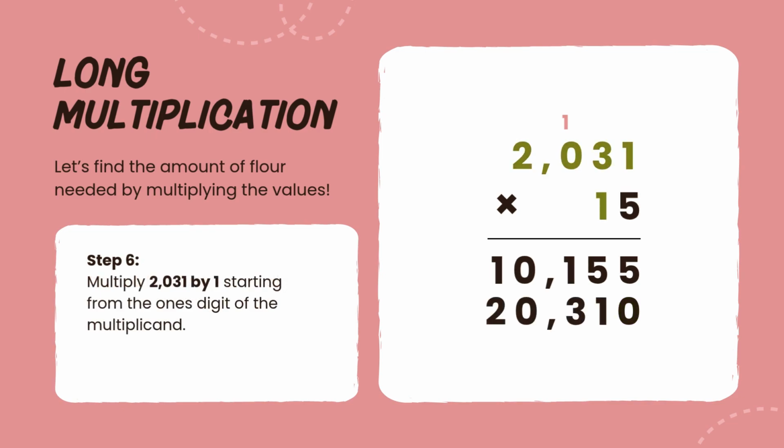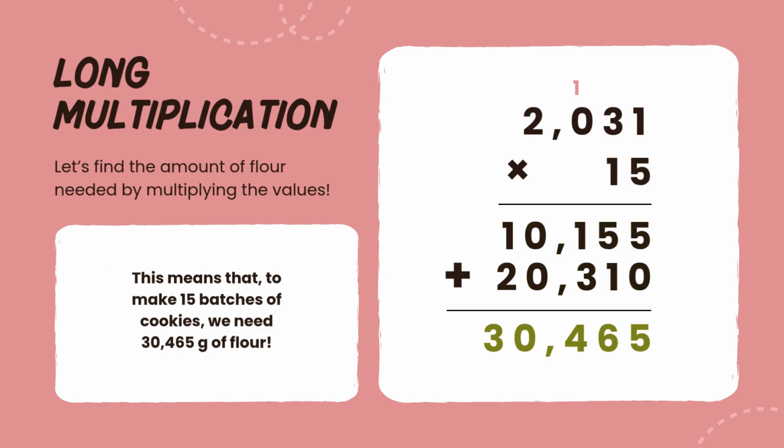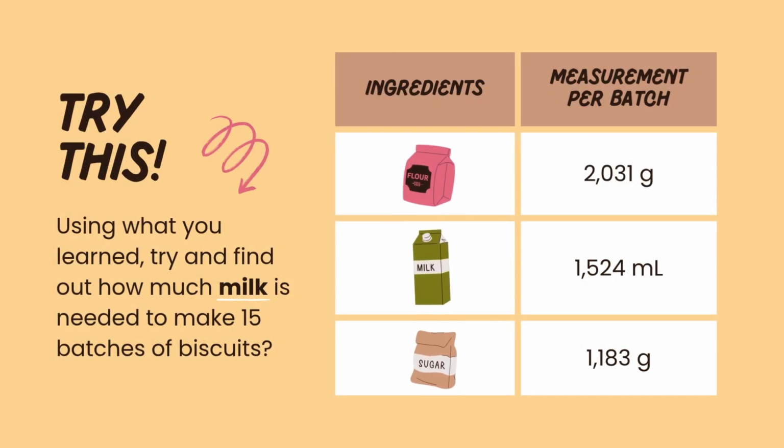Step 6. Multiply 2031 by 1 starting from the ones digit of the multiplicand. Step 7. Add 10,055 and 20,310. This means that, to make 15 batches of cookies, we need 30,465 grams of flour.